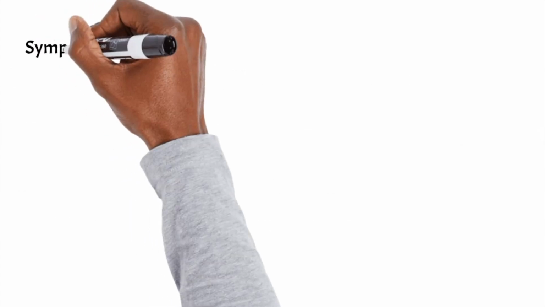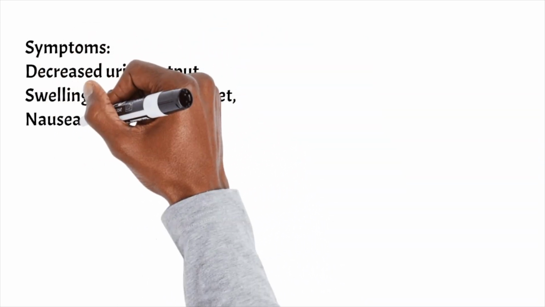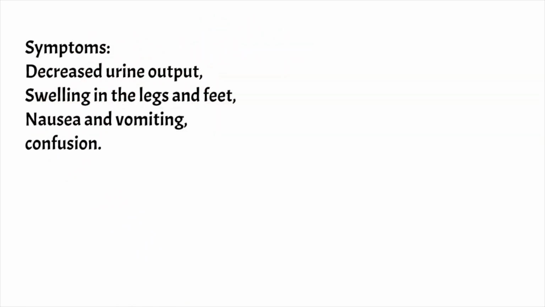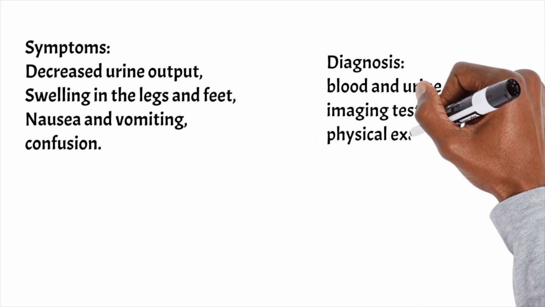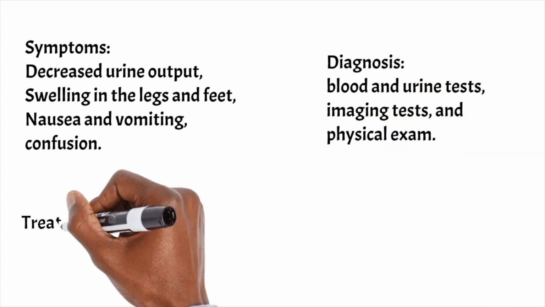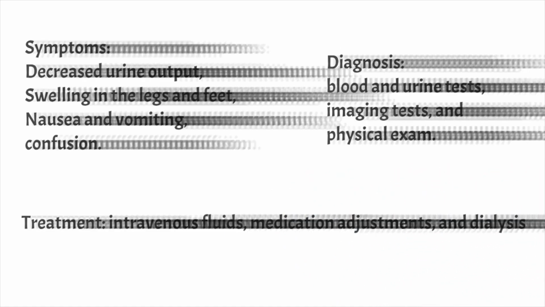Some of the symptoms of acute renal failure include decreased urine output, swelling in the legs and feet, nausea and vomiting, and confusion. Diagnosis of acute renal failure involves blood and urine tests, imaging tests, and a physical exam, and treatment may involve IV fluids, as well as medication adjustments and dialysis.